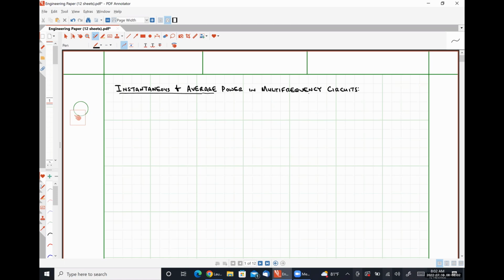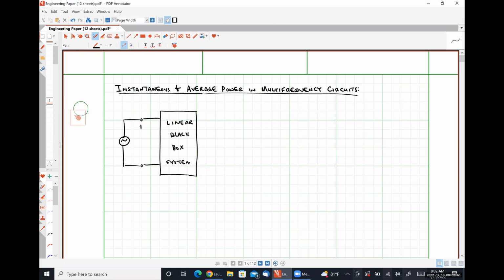So let's consider a linear black box system with two terminals that is excited by some form of signal generation, such that there is a time domain voltage V of t across the network's terminals and a time varying current I of t flowing into the network's terminal.